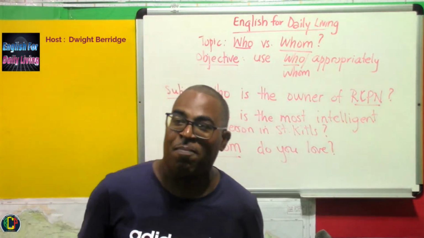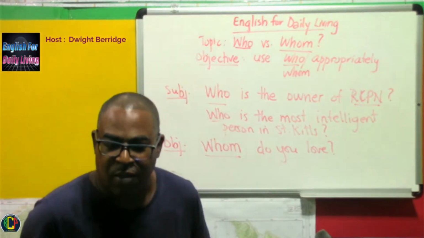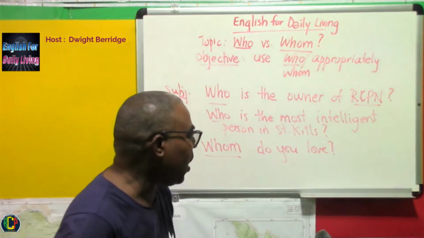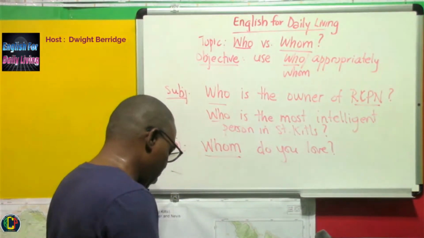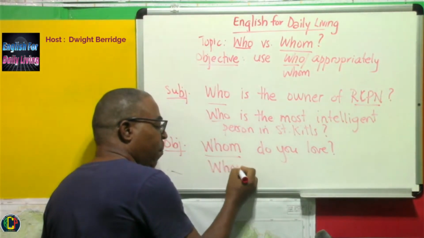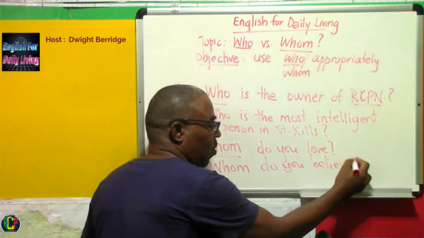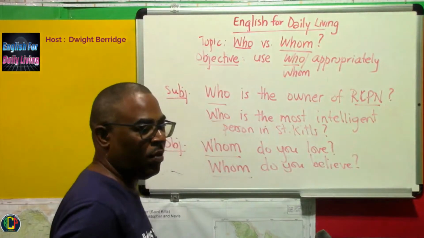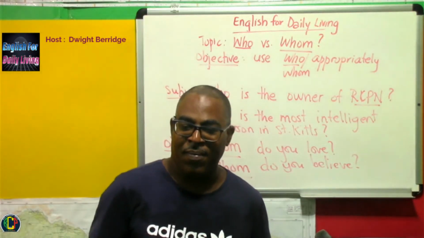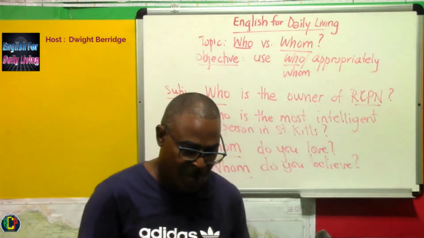Whom do you love? I love him. Whom do you see? I saw her. Whom did you see? I saw her. Whom do you believe? Not who do you believe, whom do you believe? I believe her, I believe him, I believe them. So it's very important that we get this right. The difference between who and whom. All right.